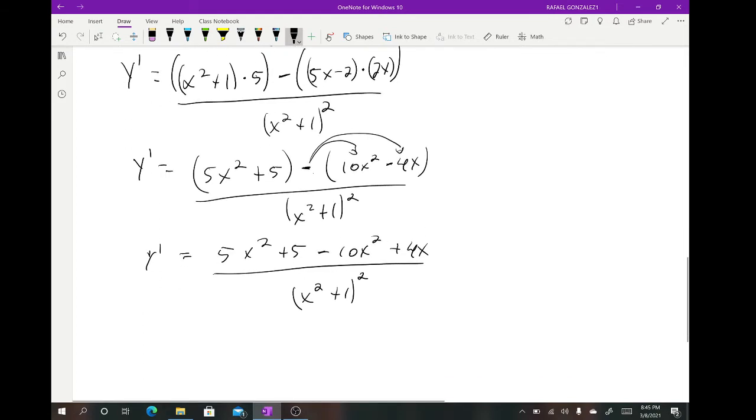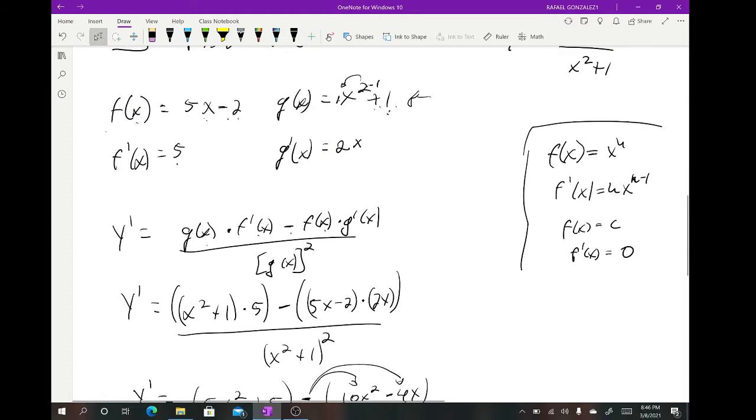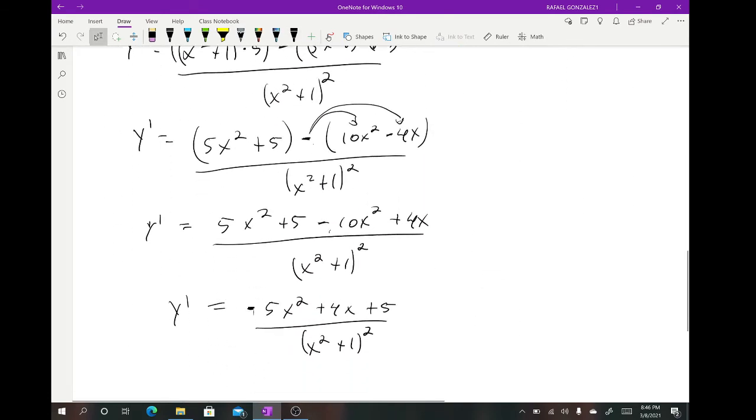And then I believe we have like terms because we have an x squared term here. So we have minus 10x squared plus 5x squared. That's going to be minus 5x squared. We have a single x term, so that's plus 4x. And then we have the constant plus 5, all divided by x squared plus 1 squared. So this is indeed the derivative of the quotient that we had up here, 5x minus 2 divided by x squared plus 1. So that is how you use the quotient rule.